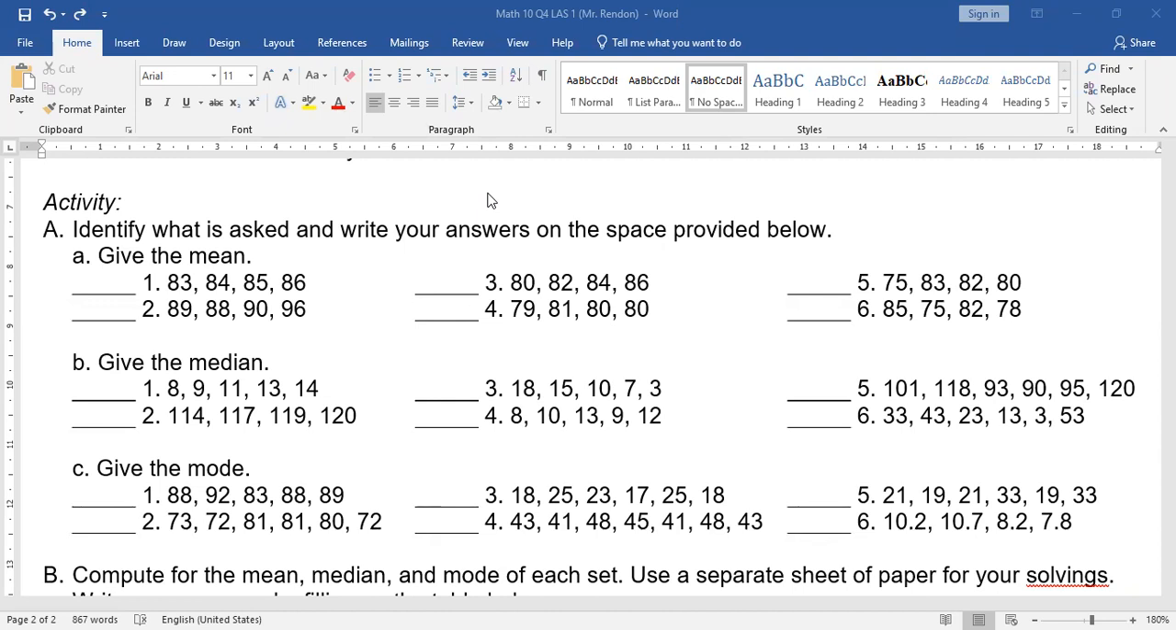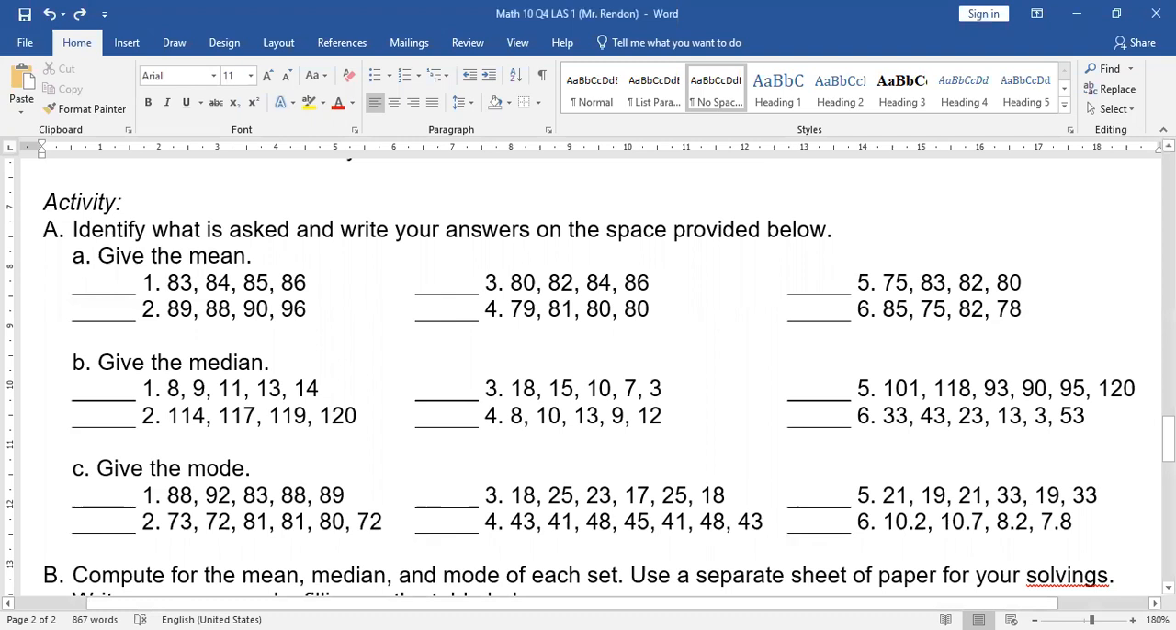Okay, thank you. So for letter A here, identify what is asked and write your answers on the space provided below. Now, for letter A, you have to give the mean. For letter B, give the median. For letter C, you give the mode. Okay, so 6 numbers for each.